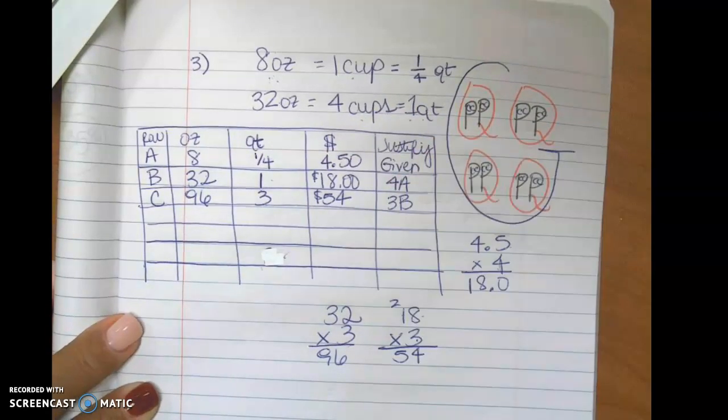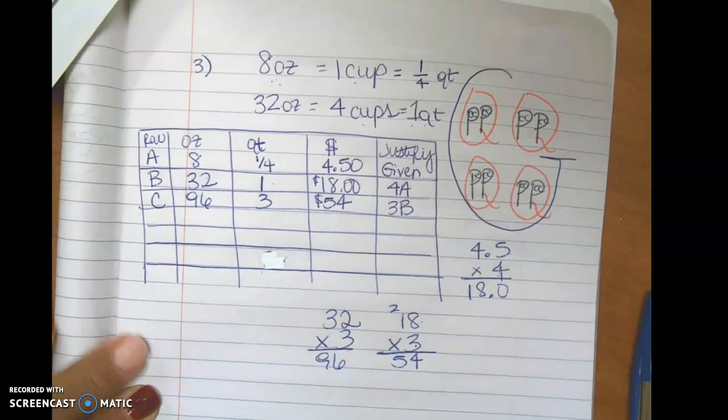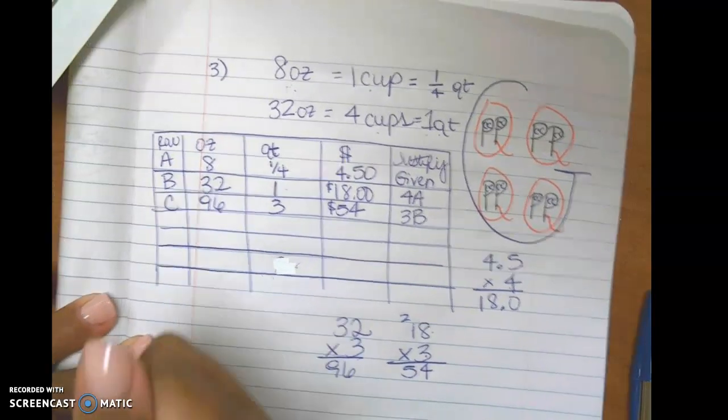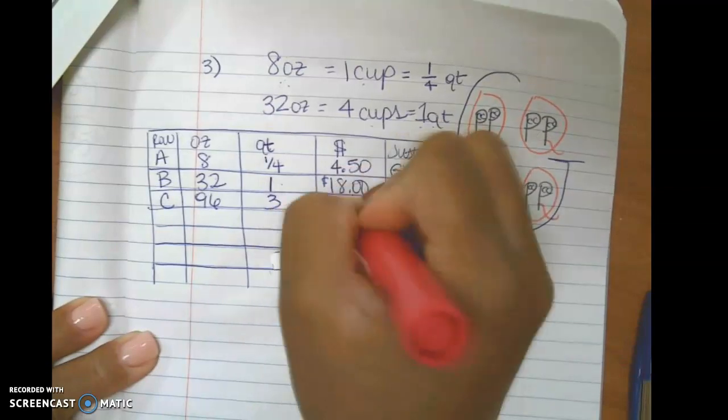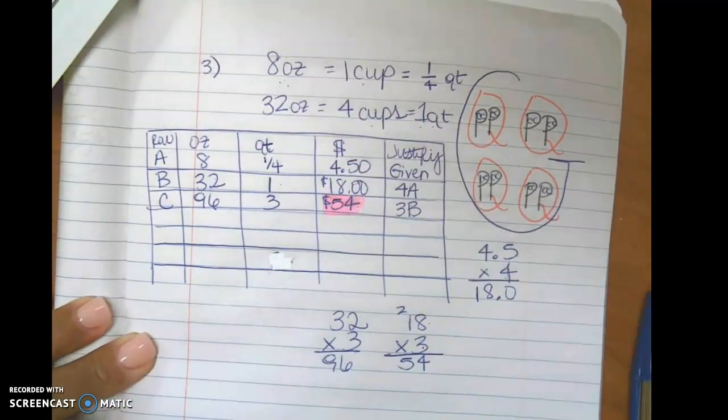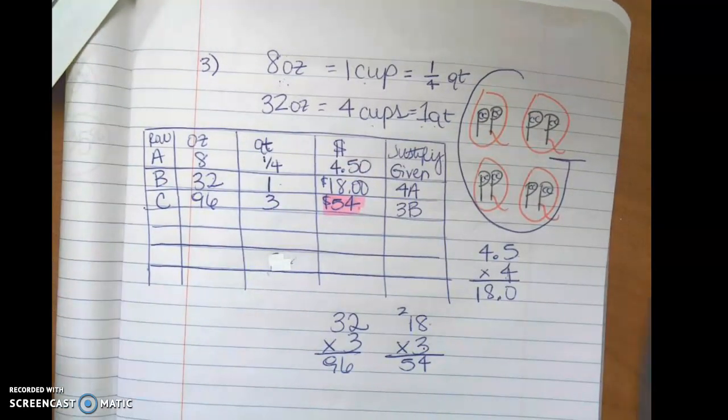I found the answer faster. 3B. It's fine. It's not a race. Okay? $54 for 3 quarts of coffee. I found the answer. Now, going on to question number 4.